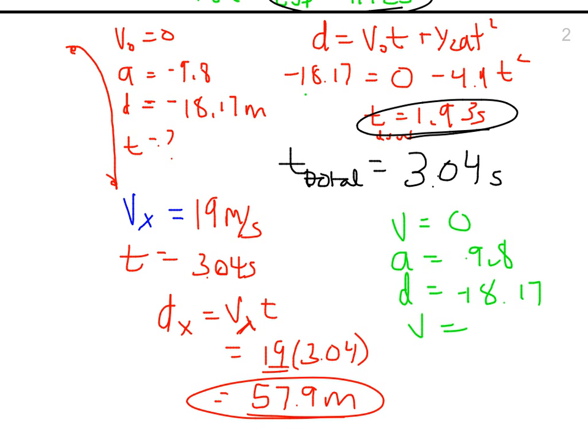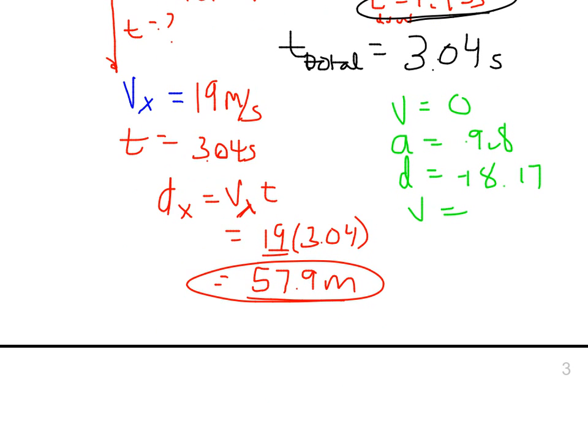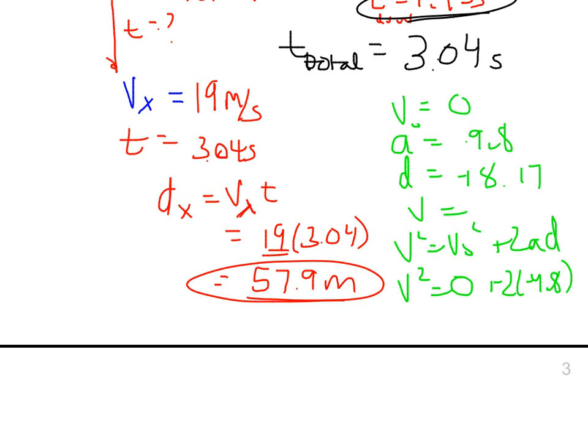To do that, I am going to use v squared equals v naught squared, sorry, that's that up there, plus 2ad. V squared equals 0 plus 2 times negative 9.8 times negative 18.17. Sorry, I can't fit that, so I have 2 times 9.8 times 18.17. Take the square root of that answer, and I get 18.9.